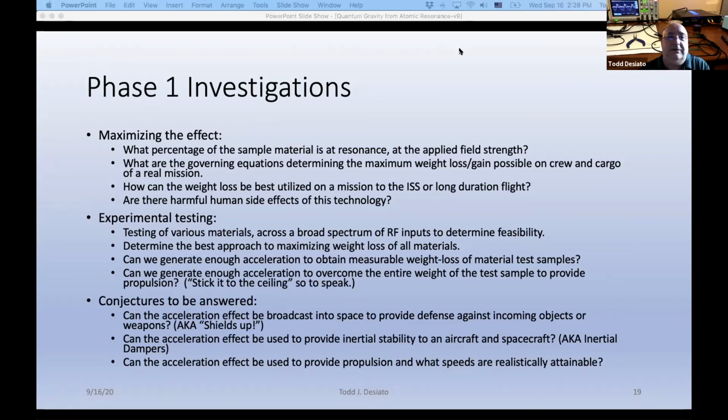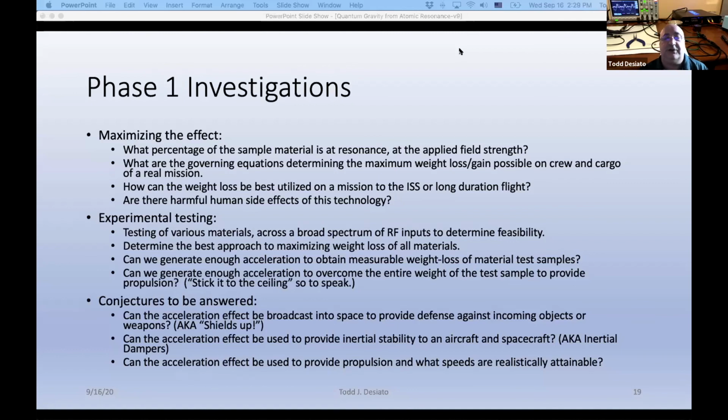So here are some investigations that I'd like to see somebody do, or work with somebody to do. Given an RF source, what percentage of a sample material can be made to resonate, and at what applied field strength? And what are the governing equations determining the maximum weight loss and gain possible on a crew or cargo of a real mission? And how can the weight loss be best utilized on a mission to the ISS or a long duration flight? And are there side effects of this technology that would hurt humans?